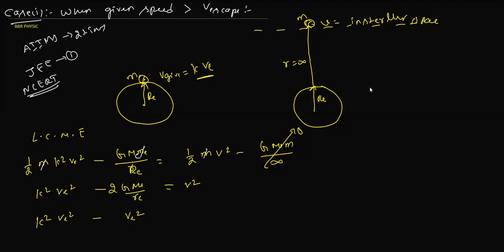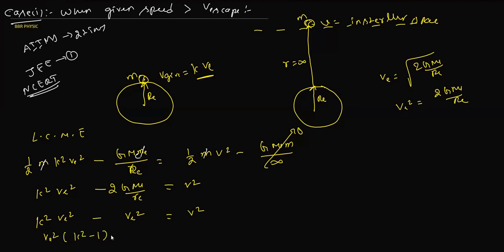There where I told you VE equal to under root 2GME by RE. Keep this in bracket, it will be useful. Square of this will be how much? VE square equal to 2GME by RE. So we can substitute that here. So equal to V square we have here. So in these two terms, VE square is common, no? Therefore, if you take VE square common, no?